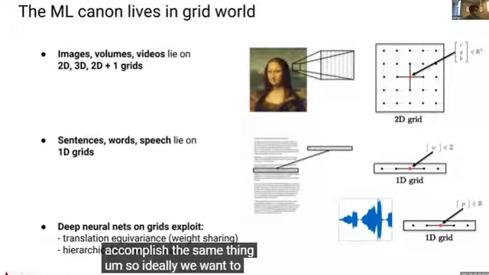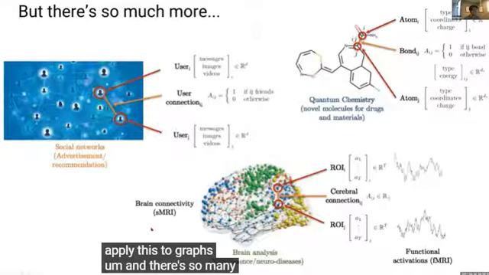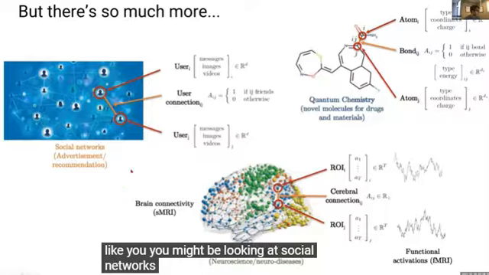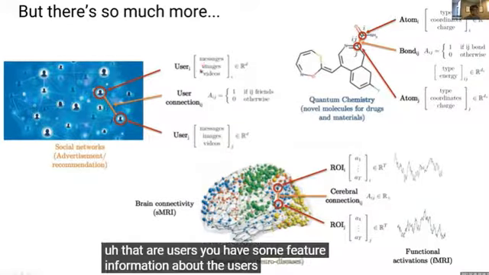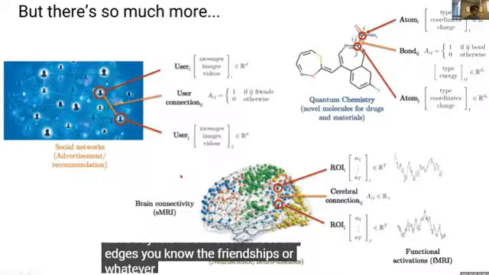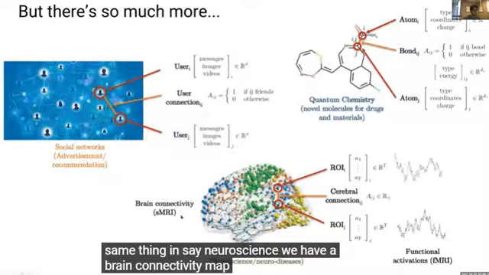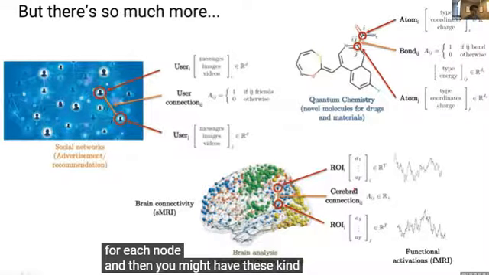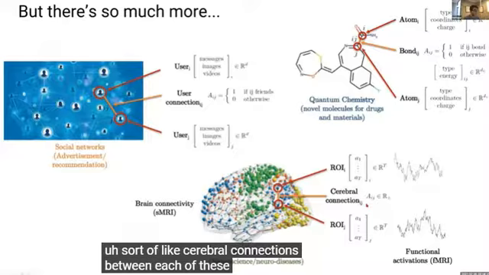So ideally, we want to start to apply this to graphs. And there are so many instances of this in our world naturally. Like you might be looking at social networks. We have a bunch of nodes that are users. You have some feature information about the users. You also have, say, information about the edges, the friendships or whatever between them. Same thing in, say, neuroscience. We have a brain connectivity map. We have time series representations for each node. And then you might have known a priori facts about cerebral connections between each of these regions of interest.